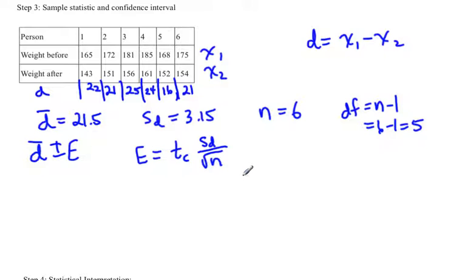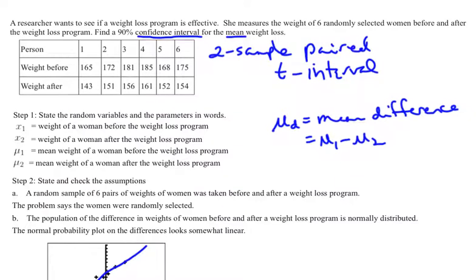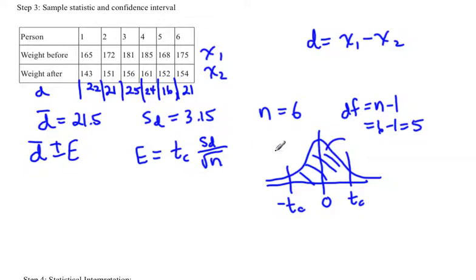t sub c is a value that we're going to get from a table, but you can calculate it. What t sub c represents is if you look at a t distribution, you're going to have a t sub c up here and a negative t sub c below 0. 0 is the center. And this area here is whatever confidence level you want. So the area between negative t sub c and positive t sub c is the area you actually want. Let's go back to the problem and see what percent we wanted. It says we want a 90%. So that means this area here is 0.9.